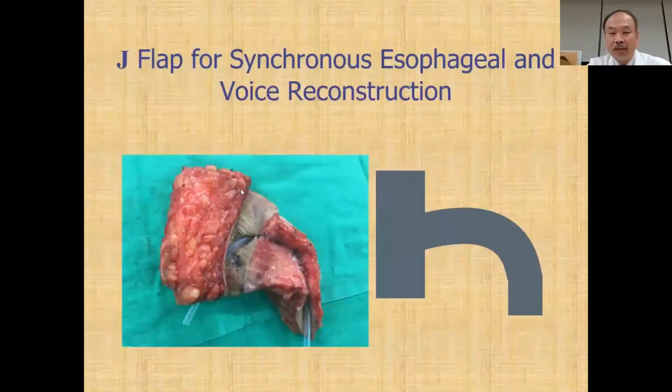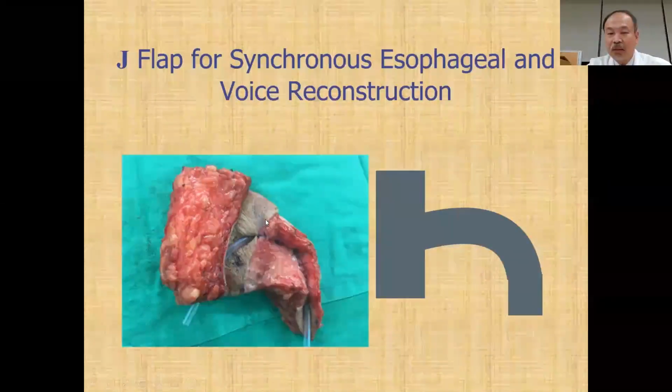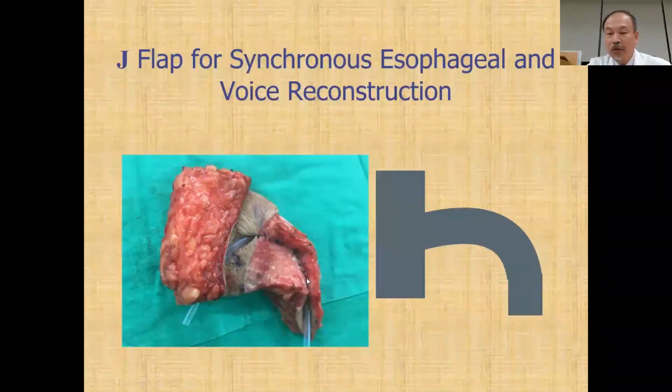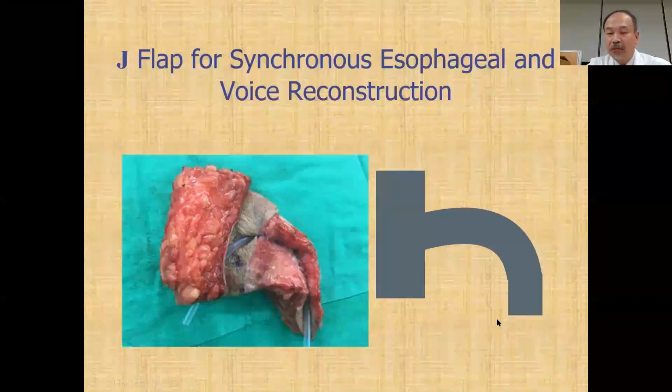The design is like here, the same. We tube the LT flap longitudinally to bridge the esophagus. And then we generate another transverse tube to become the voice tube. And then here is the voice tube, and here is the esophagus part. So it looks like the English letter J, so we call it J flap.